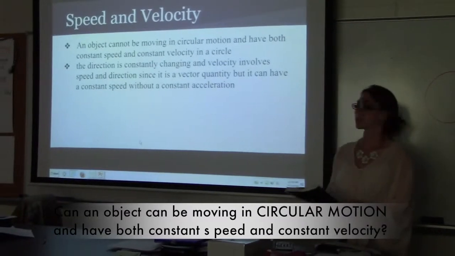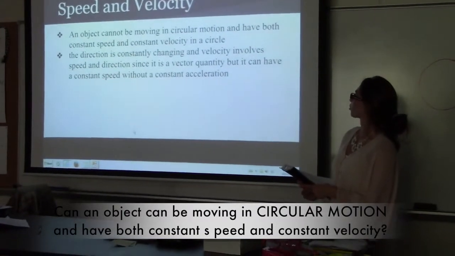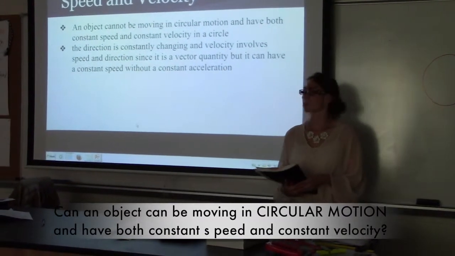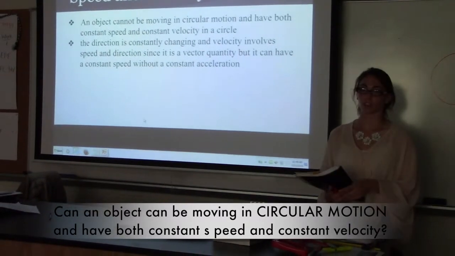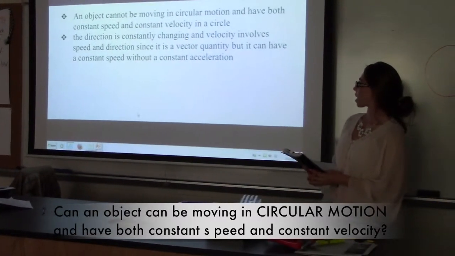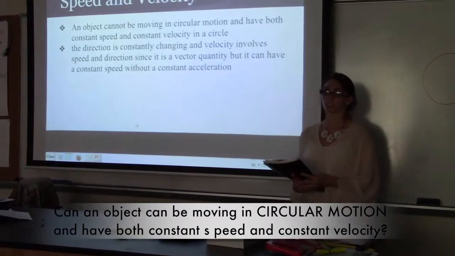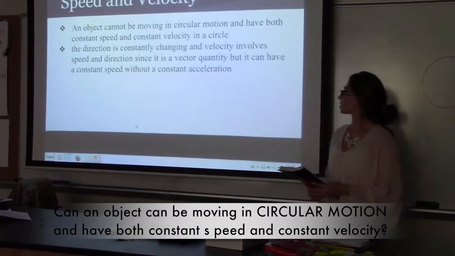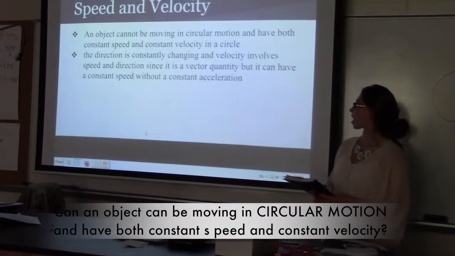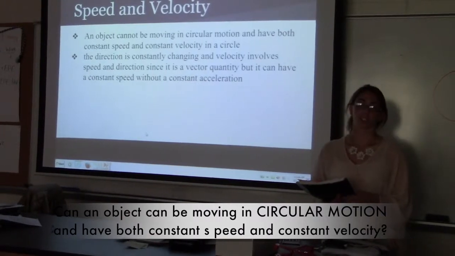So can an object be moving in circular motion and have both constant speed and constant velocity? No, Emily, because an object cannot be moving in a circular motion and have both constant speed and constant velocity in a circle. The direction is constantly changing and velocity involves speed and direction, since it's a vector quantity, but it can have a constant speed without a constant acceleration. Does everyone understand?